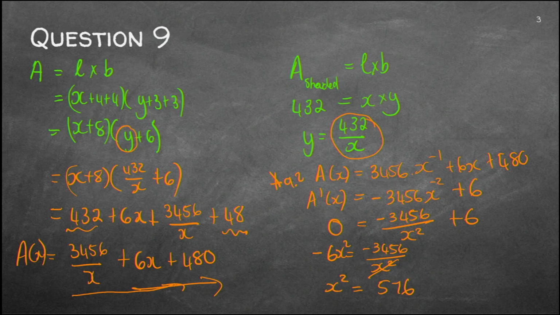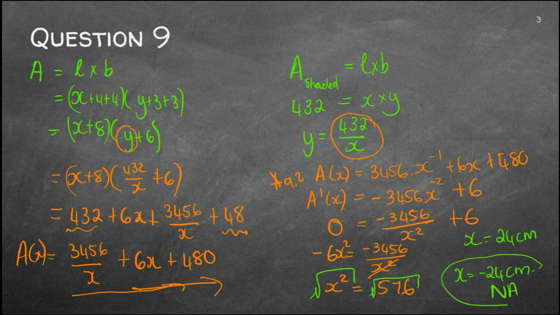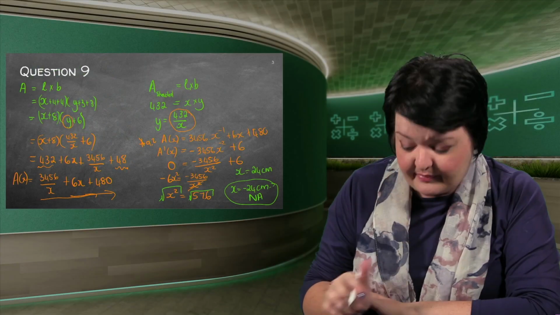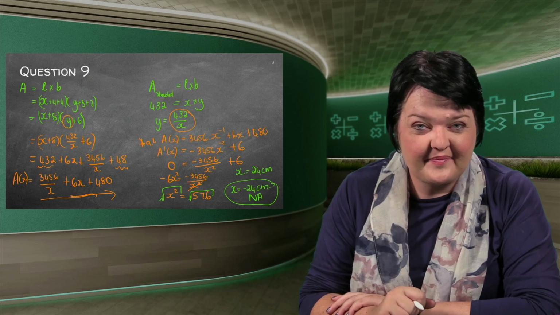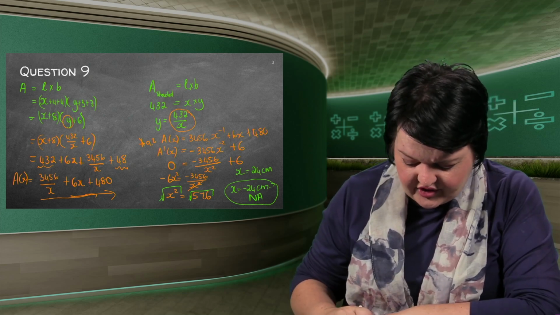Now, typically, I would prefer you factorize, but think about it. X can't be negative. So if I just take the square root over both of them, I'll get x equal to 24 centimeters or negative 24 centimeters, which is not applicable. It's a length, so we can't use a negative. You can either write it down and say not applicable, or just leave it out. It has to be positive every time. Let's quickly get into question 10.